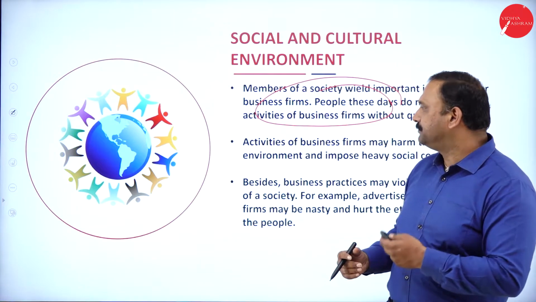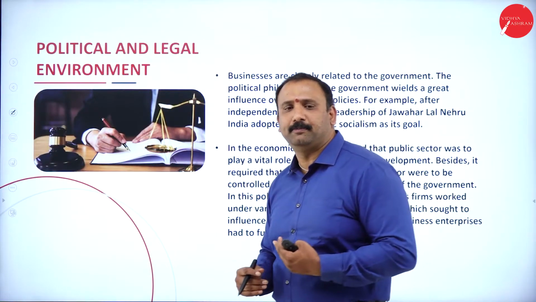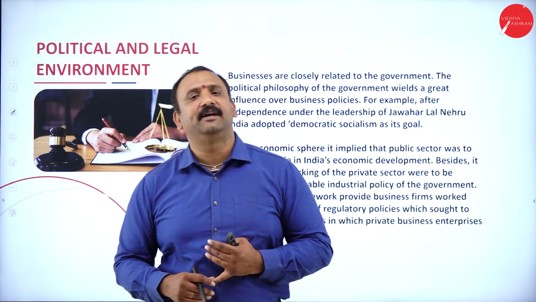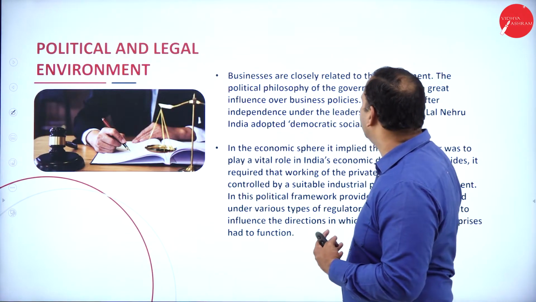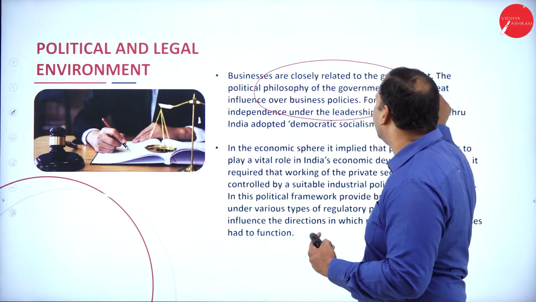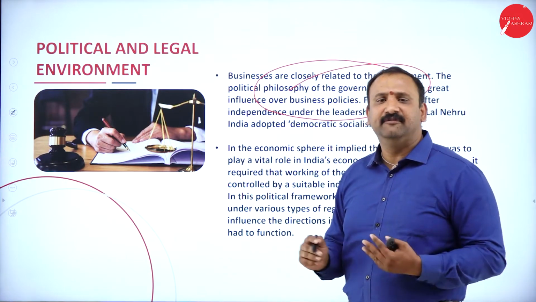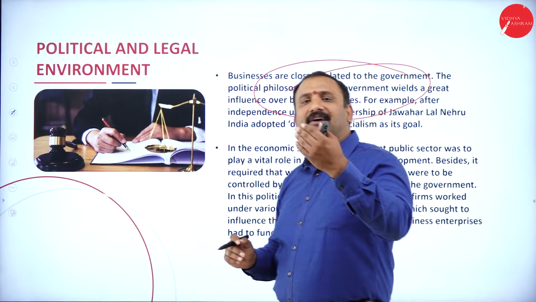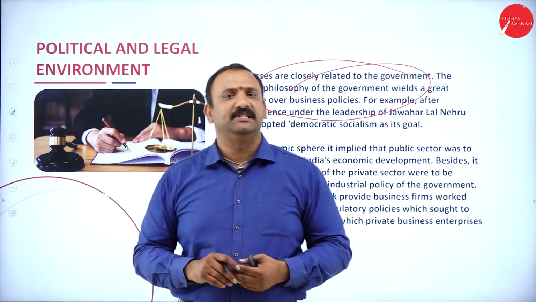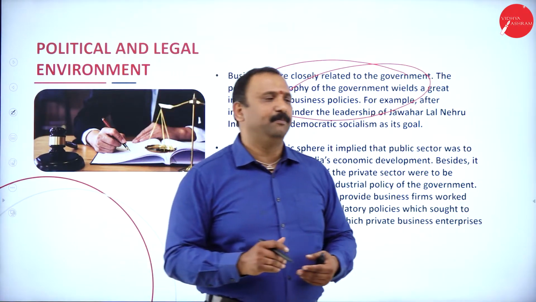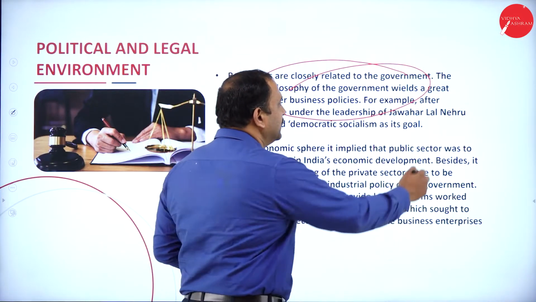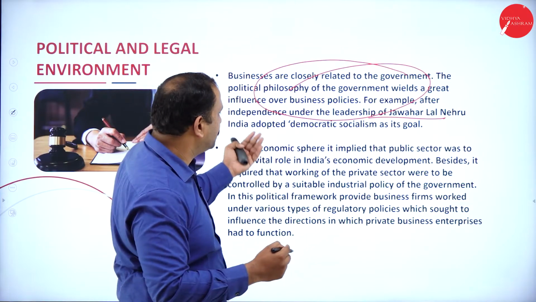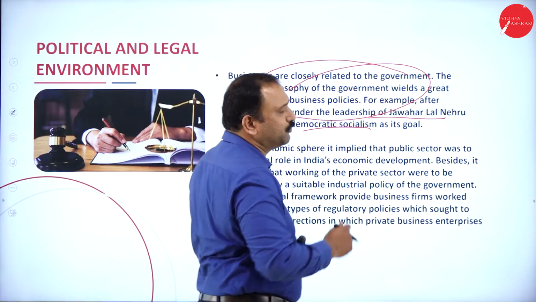Now, moving forward, I would like to talk about the political and the legal environment that we have been looking into. The political and the legal environment is something where we closely relate ourselves to government and the influence that is exerted in terms of business policy. For example, when we talk about our great first Prime Minister of India, Jawaharlal Nehru, he adopted democratic socialism as his goal.